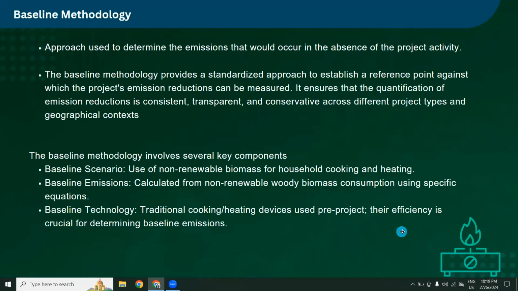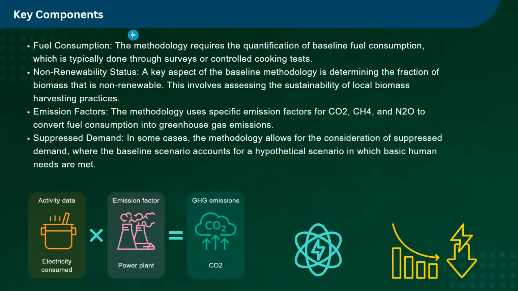Now, a few other things which I want to cover. So we also need to monitor the fuel consumption. This requires the quantification of baseline fuel consumption, which we typically do through either controlled cooking tests or surveys. Then the emission factors, like for CO2, methane, and nitrous oxide, to convert fuel consumption into greenhouse gases. This is like a multiplier: you multiply it with your data and then you get the final value.